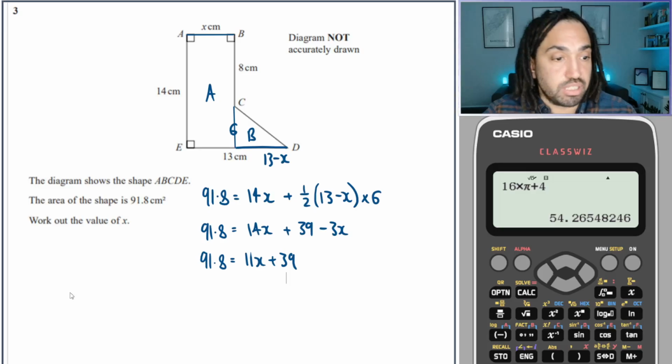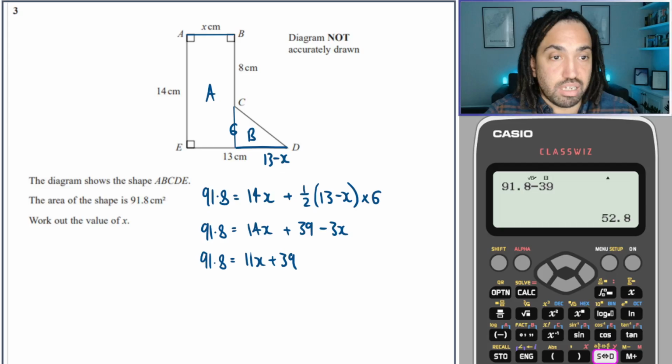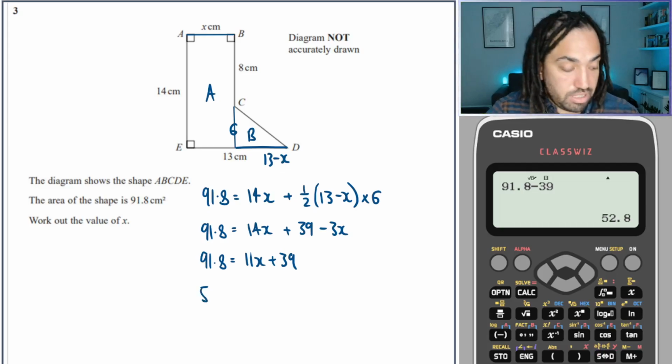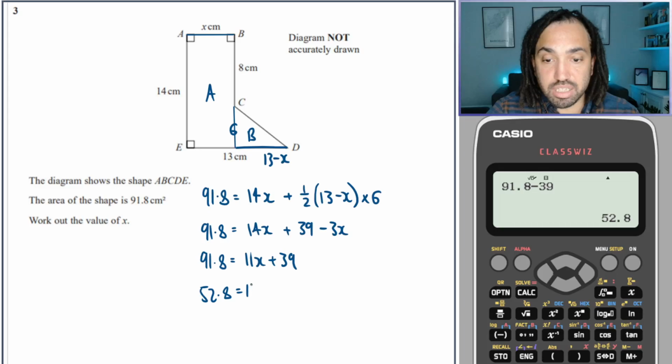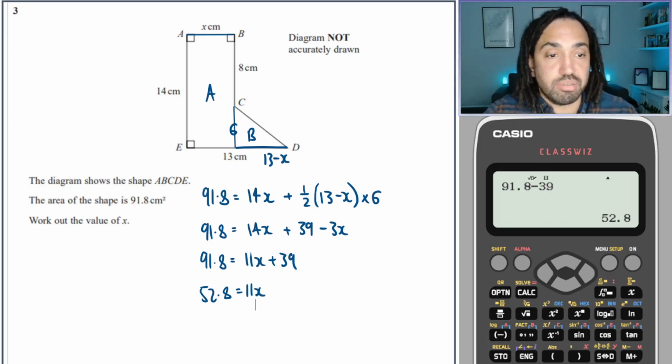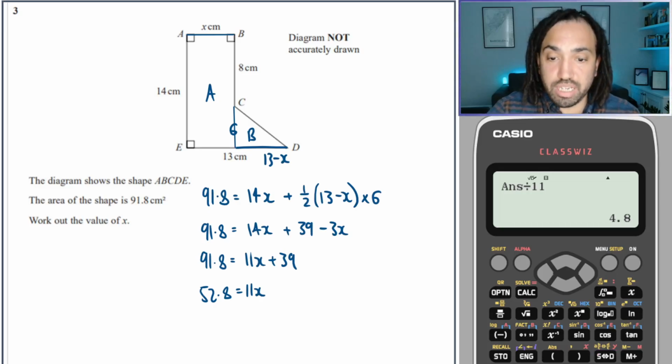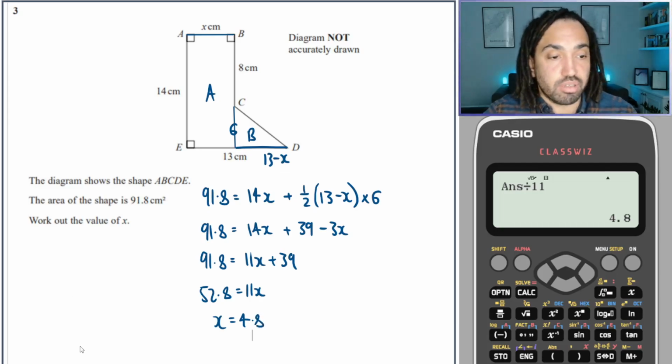So to solve this equation, we take 39 from 91.8, and that gives me 52.8 is equal to 11x, and then we divide through by 11, and we get 4.8. So x is equal to 4.8. Perfect.